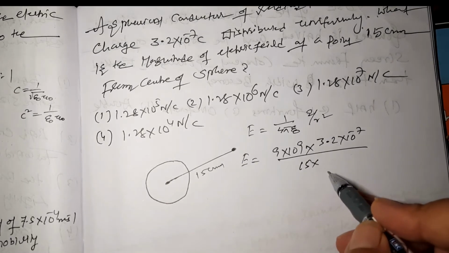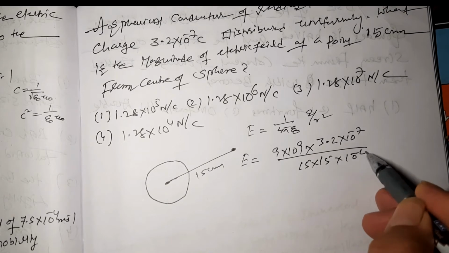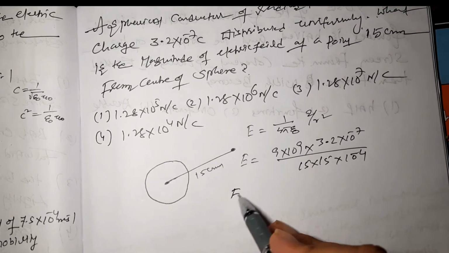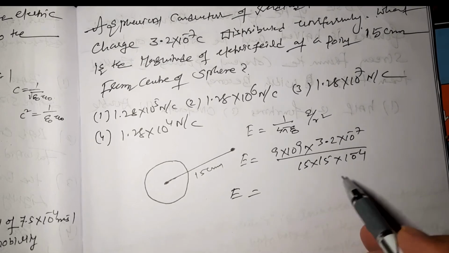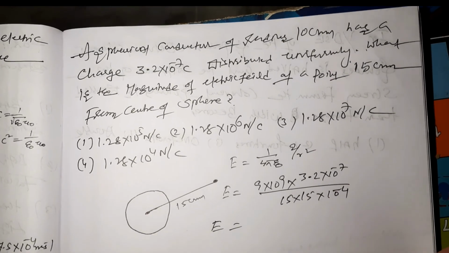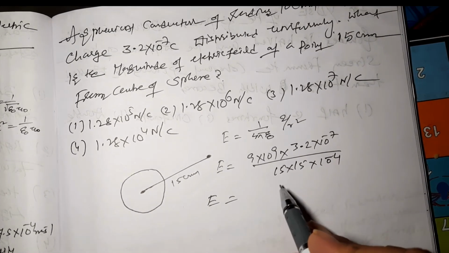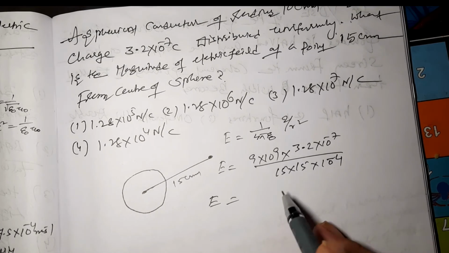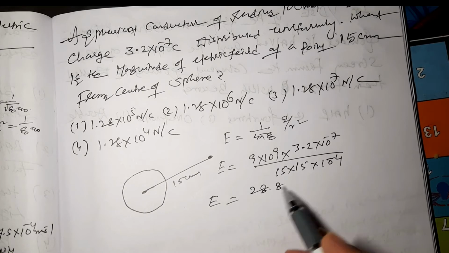15 into 10 to the power of minus 4. Why do we write it like that? Because the 15 centimeters should be converted into meters. Okay, right. So here, 9 into 3.2 is 28.8.